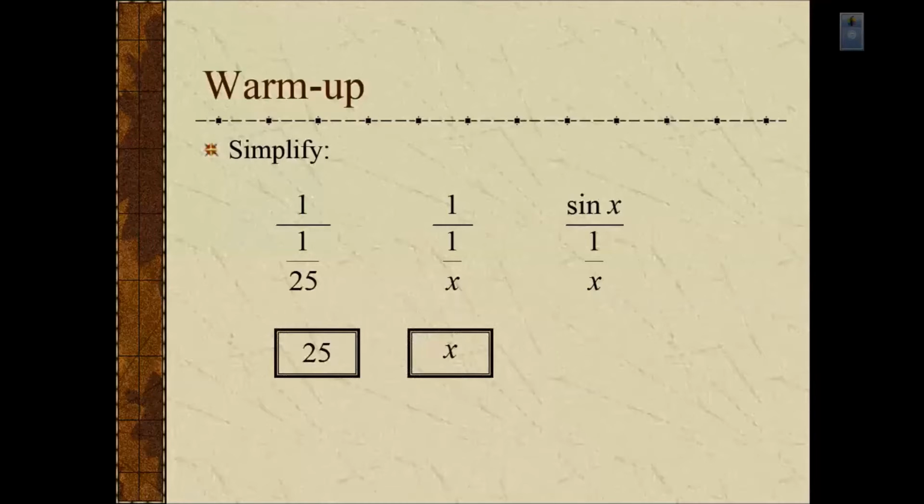And sine of x divided by 1 over x can simplify to x times sine of x. Now we'll see in a little while why these kinds of simplifications, or working these kinds of problems in reverse, might come in handy in certain circumstances for L'Hopital's rule.